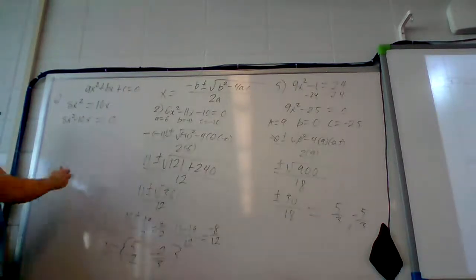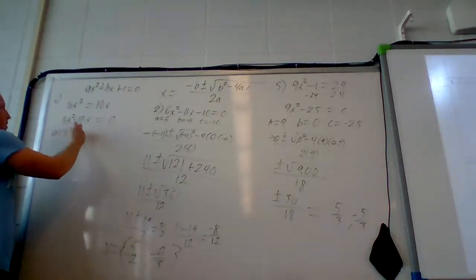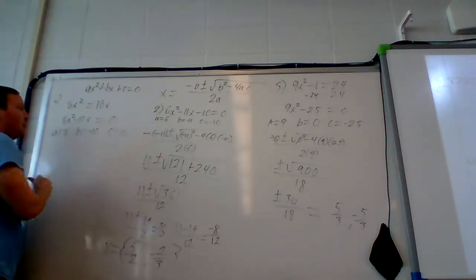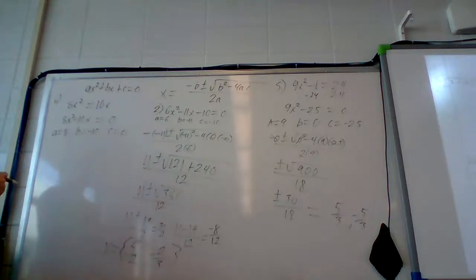And then our a is 8, b is negative 10, and c is 0. And you just plug it all in.